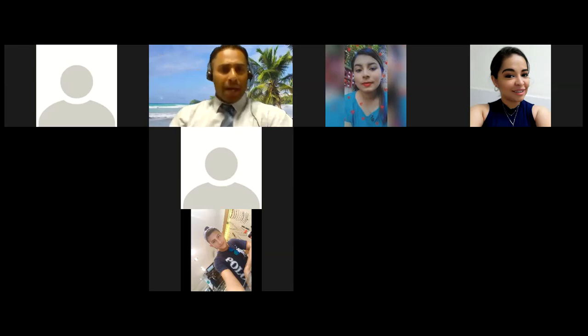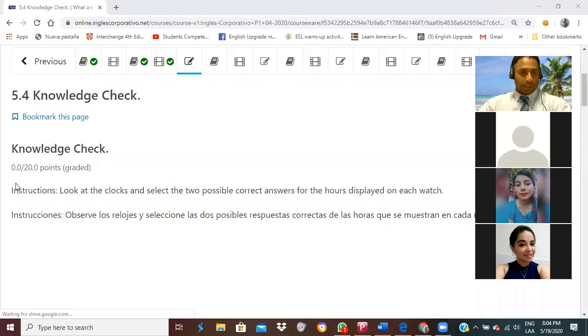One volunteer, please. Carla Umaña levantó la mano. Okay, primero va a ir Carla, después va a ir Whit Montalvo. Okay, Carla, quiero que lea las instrucciones, empezando desde la palabra instructions. Instructions. Look at the clocks and select the two possible correct answers for the hours displayed on each watch.